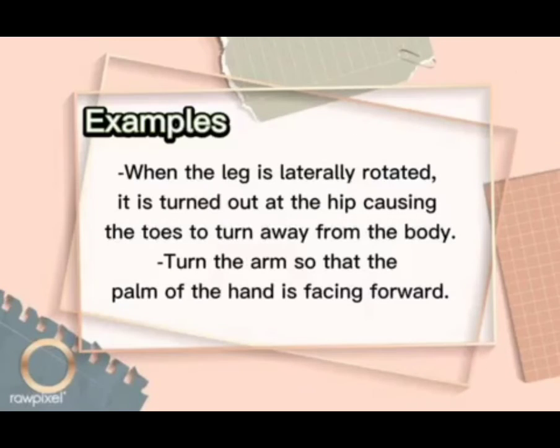Other examples are when the leg is laterally rotated, it is turned out at the hip, causing the toes to turn away from the body, as well as turning the arm so that the palm of the hand is facing forward.